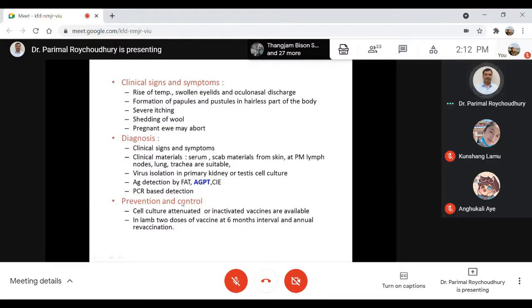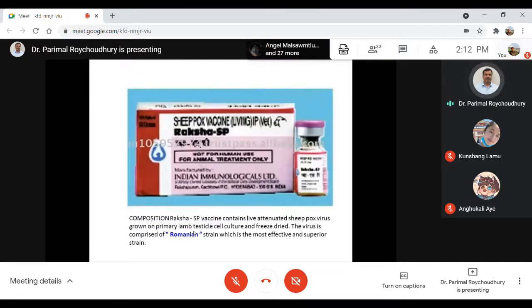So we are lucky that we have good, effective vaccines for controlling the infection. The cell culture attenuated vaccines are mainly practiced to give protection. However, in pregnant animals, we prefer the inactivated vaccines because the attenuated strain sometimes may cause abortion. The attenuated vaccines, particularly the Romanian strain vaccines, are very commonly used in India. This is a live attenuated goat pox virus, and that equally gives protection against sheep pox.